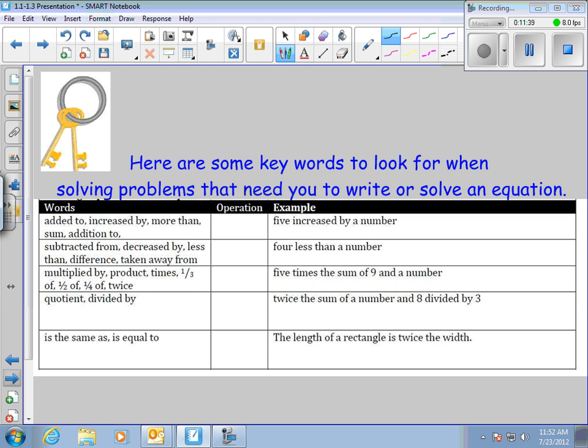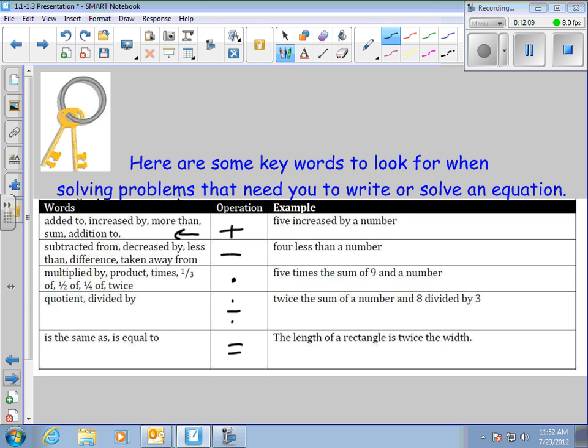Okay, keywords. Basically we have addition here and all the words that are correlated with addition. Subtraction, decreased, less than, that's, like we said, subtraction. Multiplied or product, multiplication here. Quotient or divided by, you can write it as a fraction or use the division symbol. Is the same as or equal to, equal sign. I guess I'll do one of these. I'll do the last one for you.